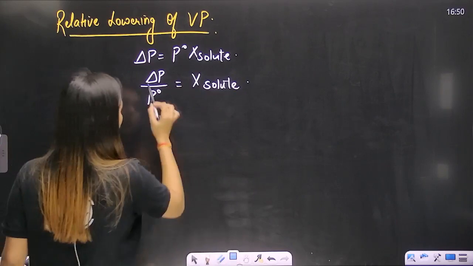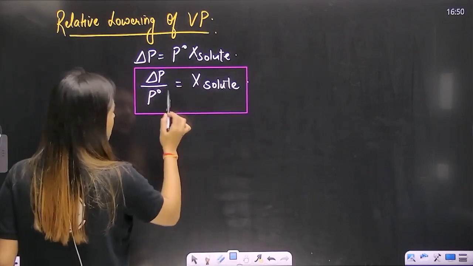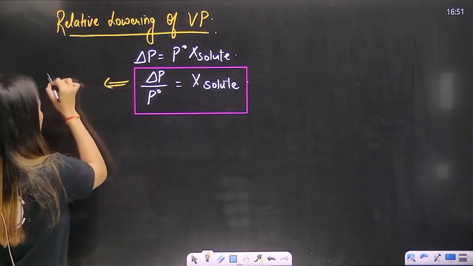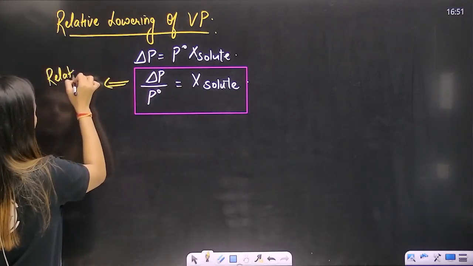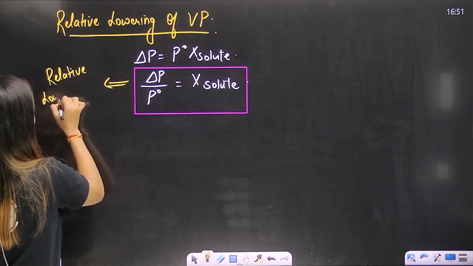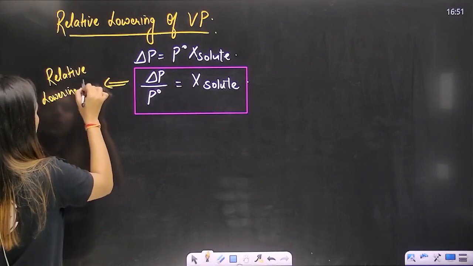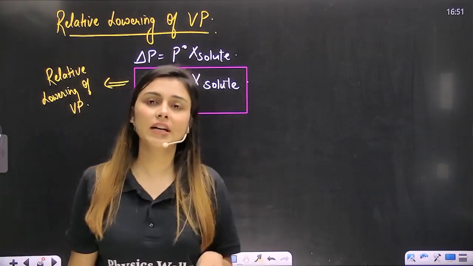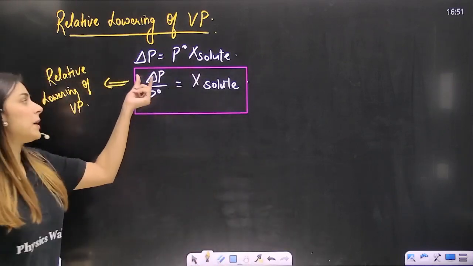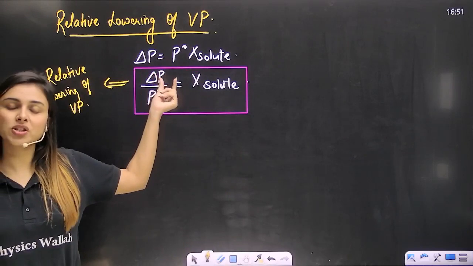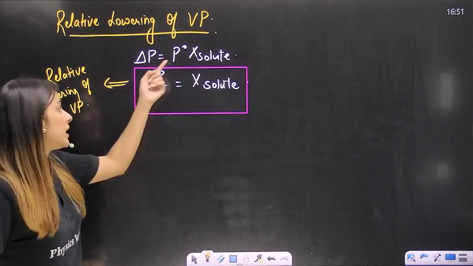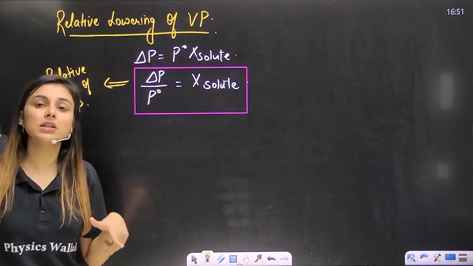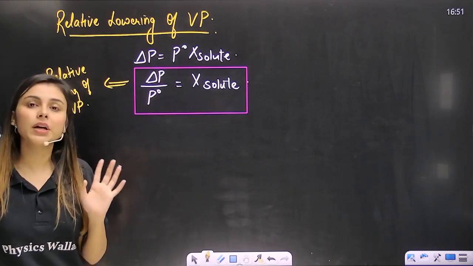Okay, so now, my dear students, what I want to tell you is this is the required expression for relative lowering of vapor pressure. So what is the difference between lowering and relative lowering? For lowering, delta P is denoted as lowering of vapor pressure, and if you talk about relative lowering, then you bring the P naught down here, and that whole term is actually known as the relative lowering of vapor pressure.